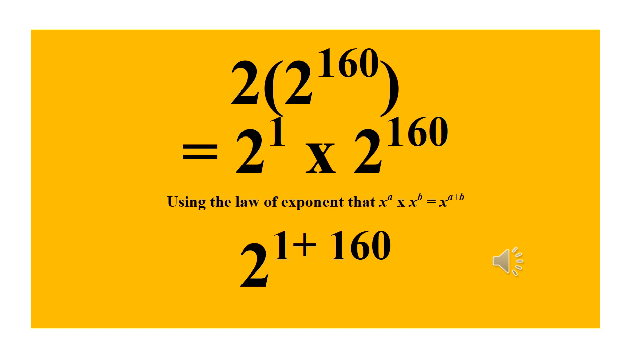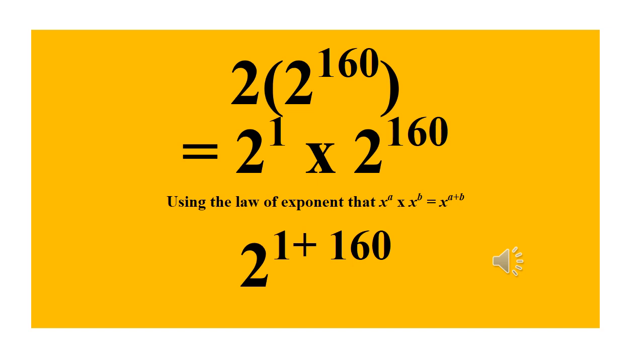So since they now have the same base, the 2 as the coefficient is the same thing as 2 raised to power 1, then times 2 raised to power 160. Then now we use the law of exponent again, that x raised to power a times x raised to power b equals x raised to power a plus b. So we have 2 raised to power 1 plus 160.